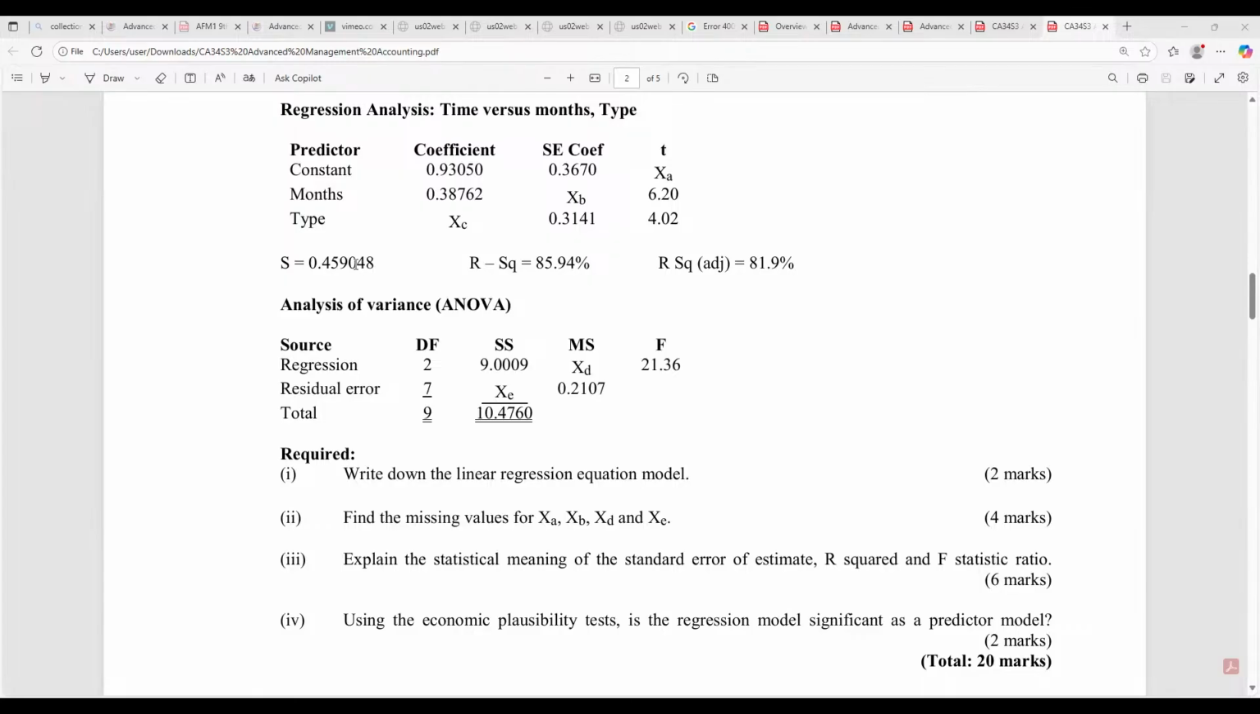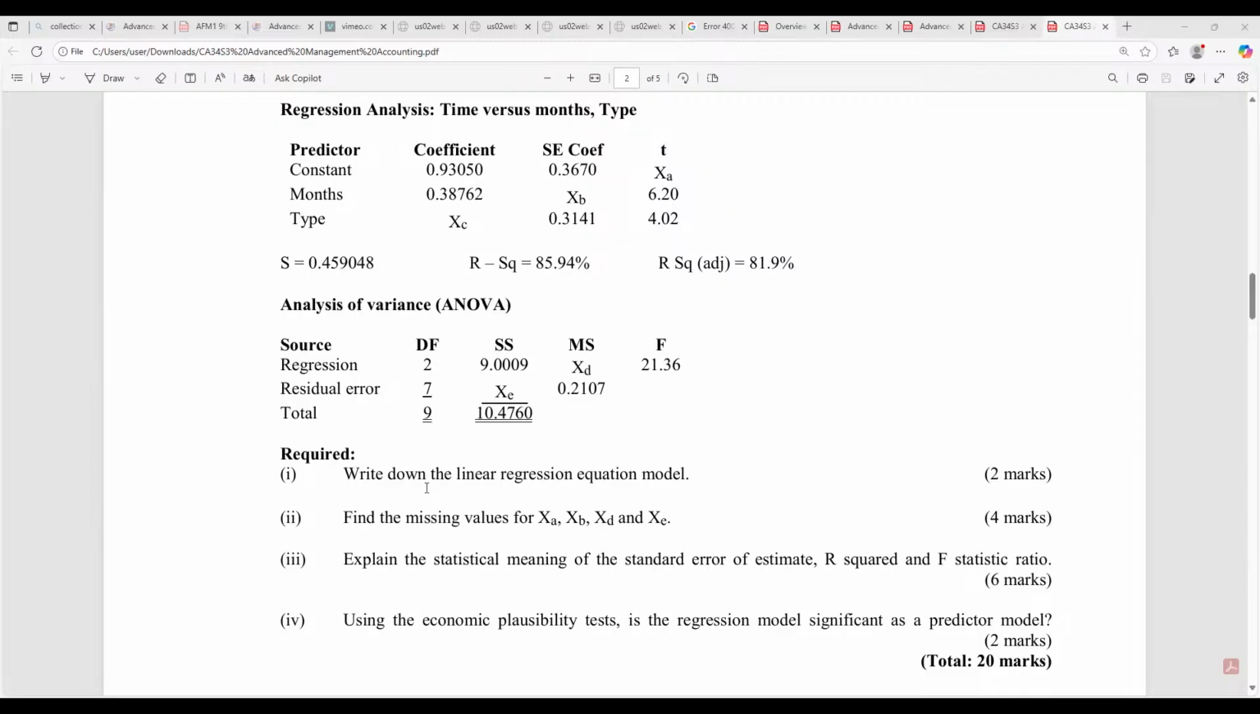The most important thing, ladies and gentlemen, was for us to explain the statistical meaning of the word standard error. Standard error is the distance between the actual and the predicted, that deviation. The moment you describe it like that, and then you say that the lower it is, the better the model is in terms of prediction, then you are good to go.